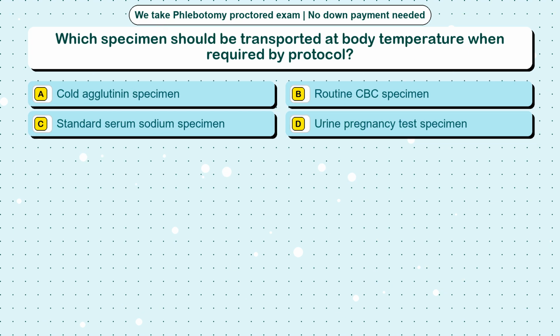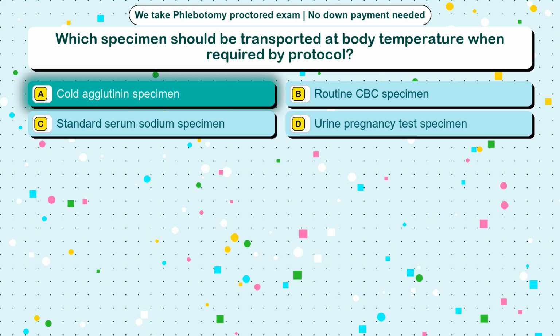Question 26. Which specimen should be transported at body temperature when required by protocol? Option A, cold agglutinin specimen. Option B, routine CBC specimen. Option C, standard serum sodium specimen. Option D, urine pregnancy test specimen.